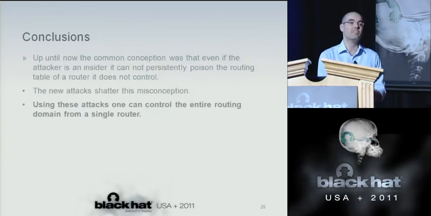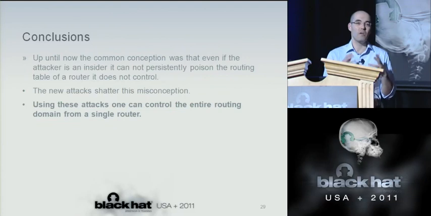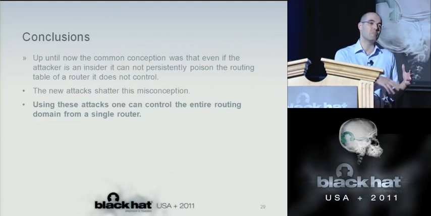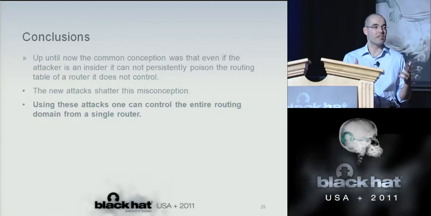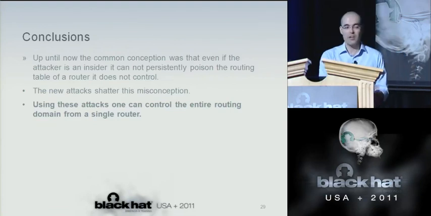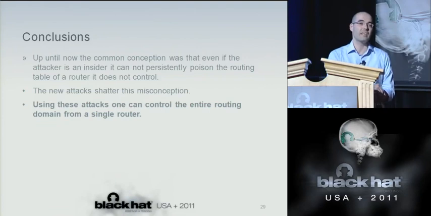To conclude, the common conception until now was that an attacker inside the autonomous system, even if he knows the shared secret on the autonomous system, cannot really falsify the routing tables of other routers. As you have seen, these attacks actually shattered this conception.